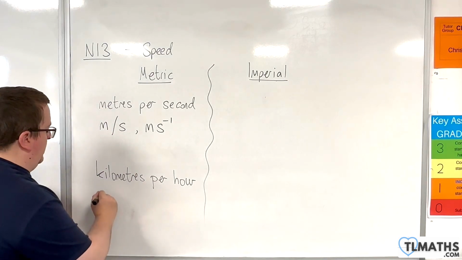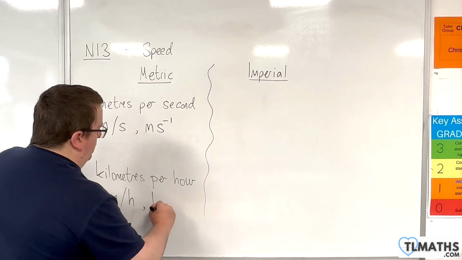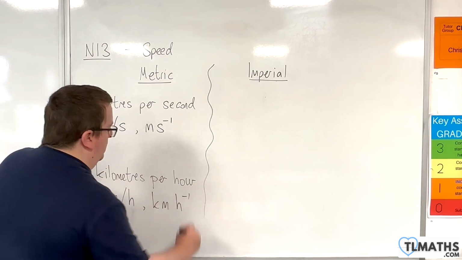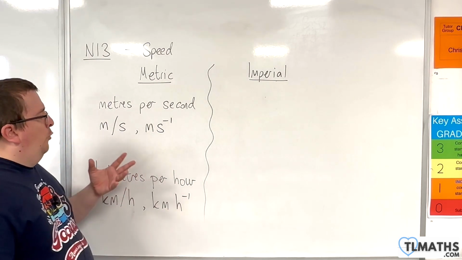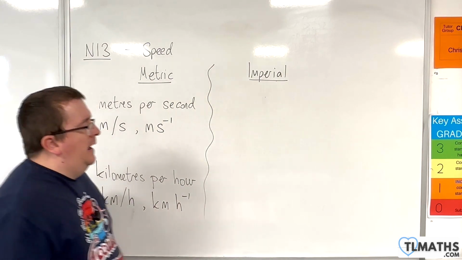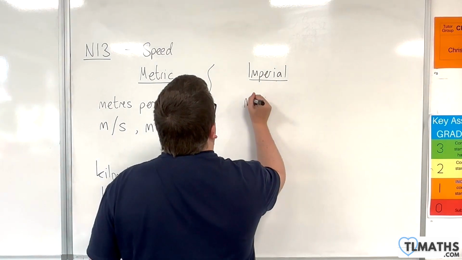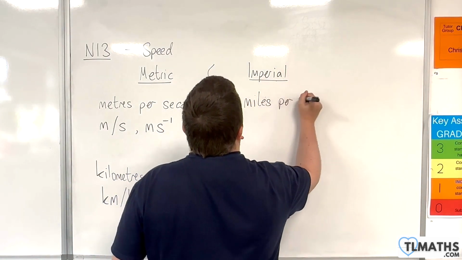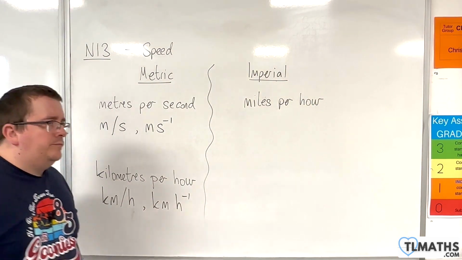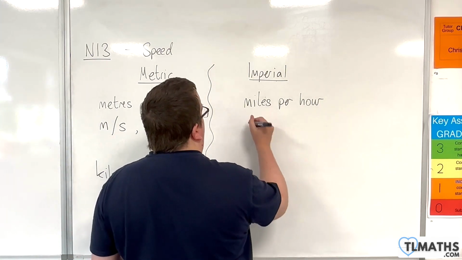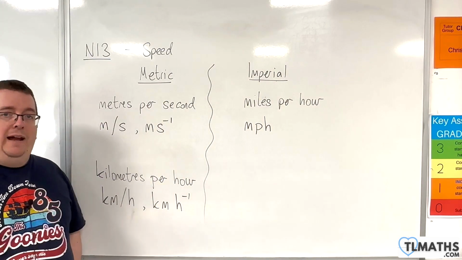Likewise, for kilometres per hour, you could write it as kilometres per hour like this, or kilometres per hour like that. Okay? Now, for imperial units, really the only one you see will be miles per hour. Now, miles per hour, sometimes you'll see as mph, and that's just standing for miles per hour.